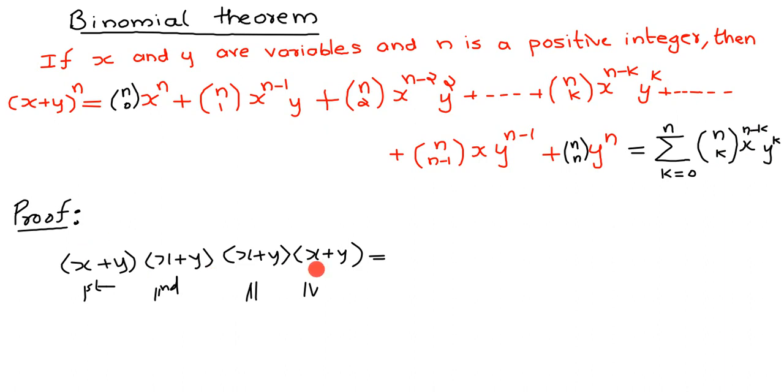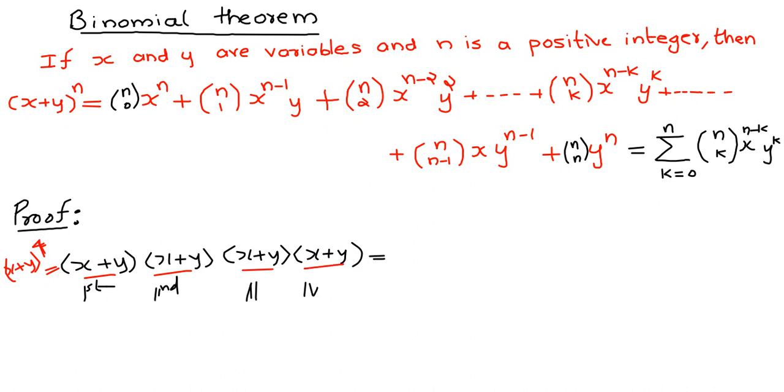So, for expanding this x plus y raised to n, there are n factors, x plus y, x plus y, x plus y, etc., x plus y n times. Here, x plus y the whole raised to 4 is x plus y taken 4 times. First factor, second factor, third, fourth.